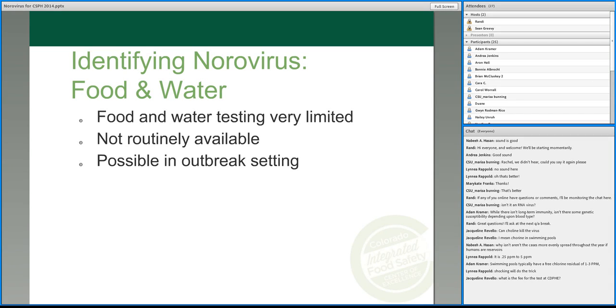Norovirus can be detected in food and water. However, testing is very limited. It's still fairly challenging and expensive to do. So it's not routinely available, but it is possible during an outbreak situation, and that's something the individuals investigating the outbreak would consult with the state public health lab about and determine what's feasible in that situation.